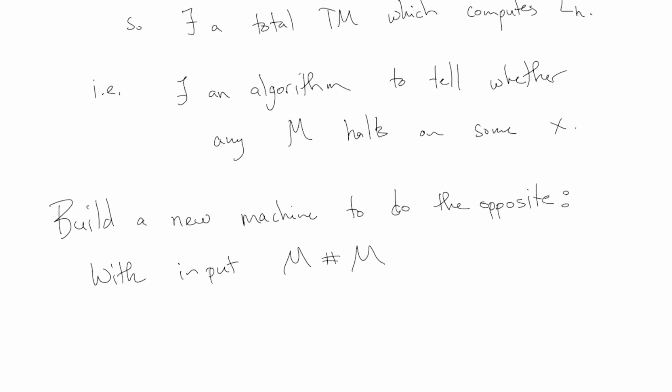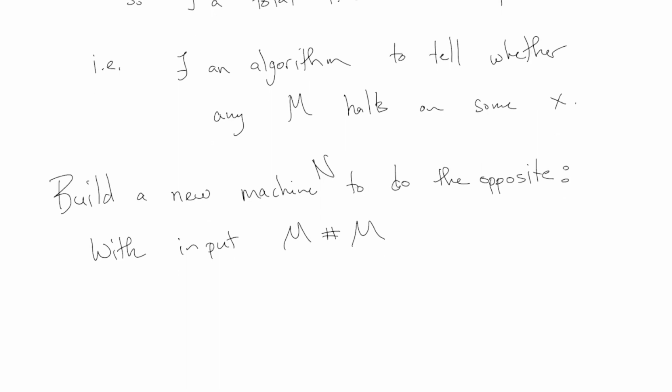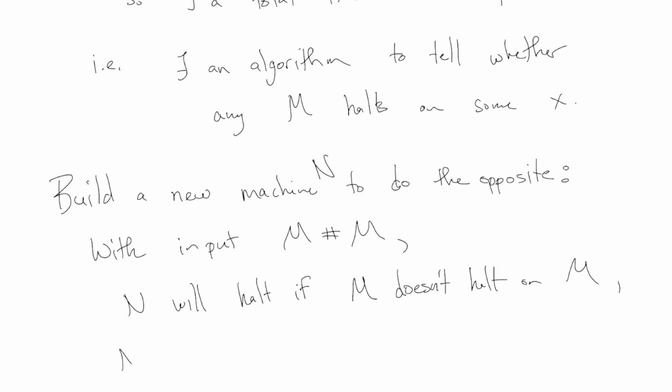So I'm going to build a new machine. Maybe my new machine will be called N to do the opposite. So I'm going to describe what N does. When the input is M followed by M, N will halt if M doesn't halt on M, and N doesn't halt if M halts.